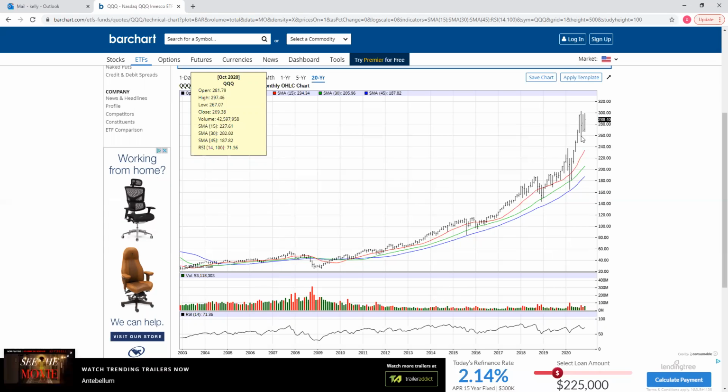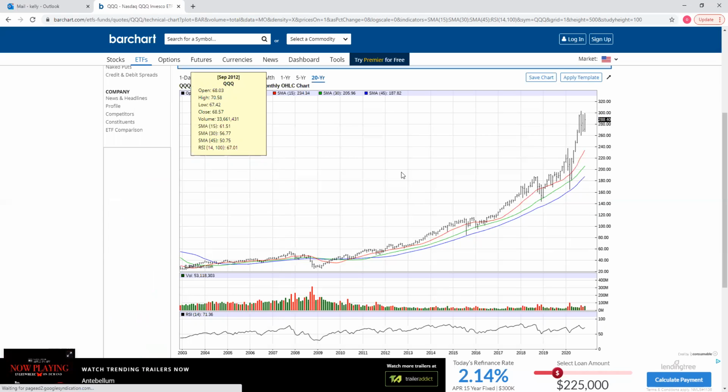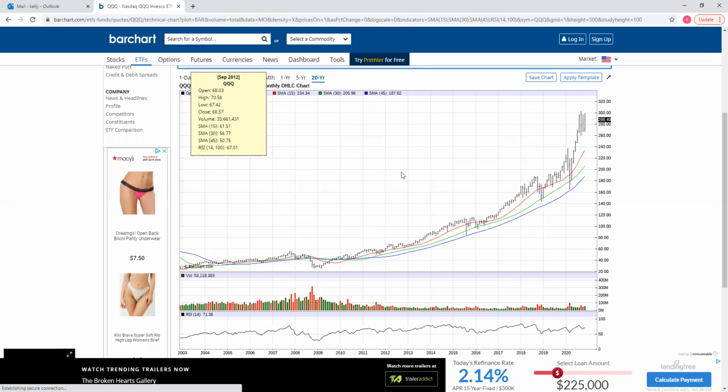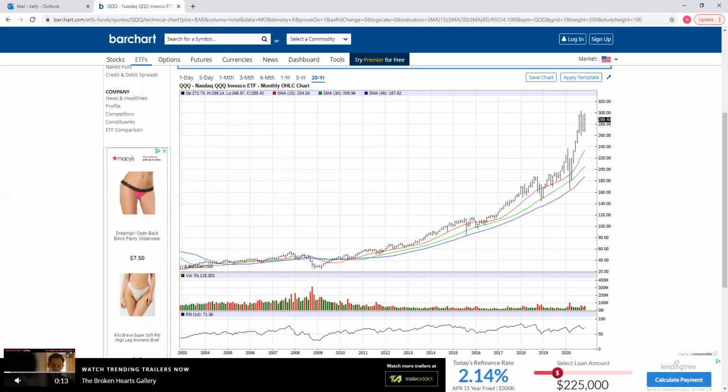And if you get under 260, that would open the door for these averages to possibly get hit: 227, 202, and 187. Likelihood of going all the way to the blue line is probably not that great unless we get the tide to turn badly on the virus, the stimulus, and Trump, which are all very wild cards, aren't they? Wild cards. Okay, so let's talk about the 5-year.